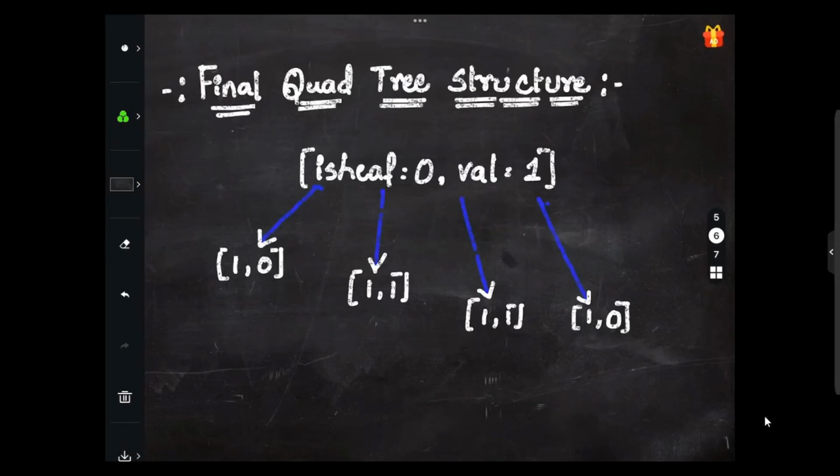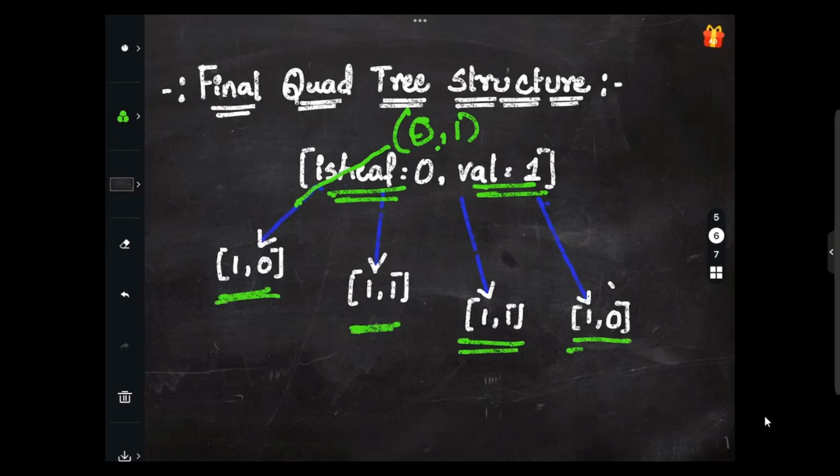So final quad tree would be, root would be 0 comma 1. Yeah, this will be 0 comma 1, and see here, is leaf 0 value equals 1, nothing but 0 comma 1. So this is root, and all other values we have 1 comma 0, 1 comma 1, 1 comma 1, and 1 comma 0. Final quadtree structure that we got here is 1 comma 0, 1 comma 1, 1 comma 1, and 1 comma 0. From 0 comma 1, 0 comma 1 is nothing but the root part here, right?